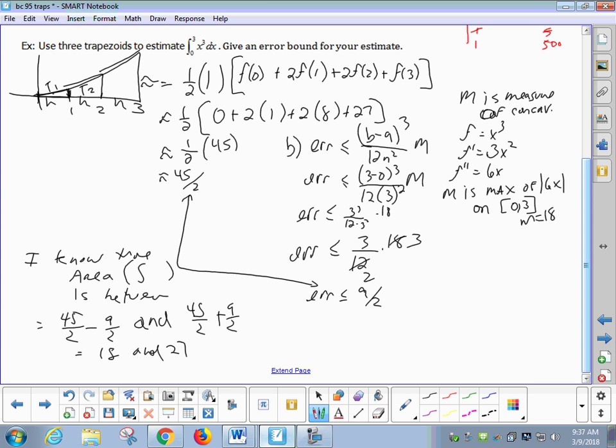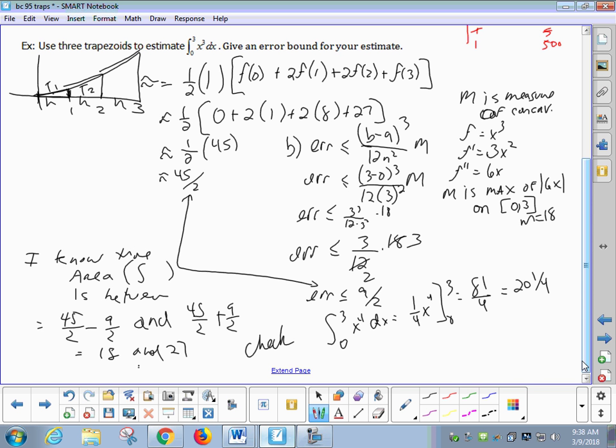You with me? Now in this case I actually have the ability to find the true value. The integral from 0 to 3 of x cubed is 1/4 x to the 4th from 0 to 3. That's 81/4. The true area is 20.25, which obviously is in that window. But again, if I wanted a better picture and I didn't have the ability to find the exact, then I could tighten that window by doing more.